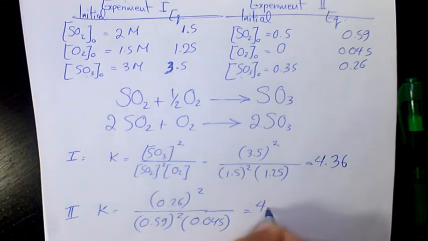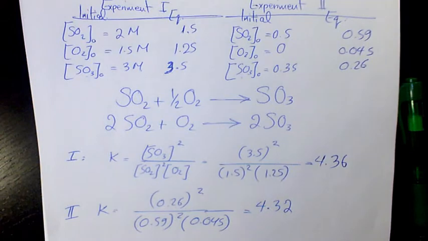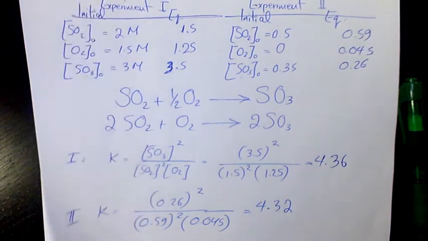That's going to be 4.32 based on the second experiment. So basically that's how we calculate the equilibrium constant.